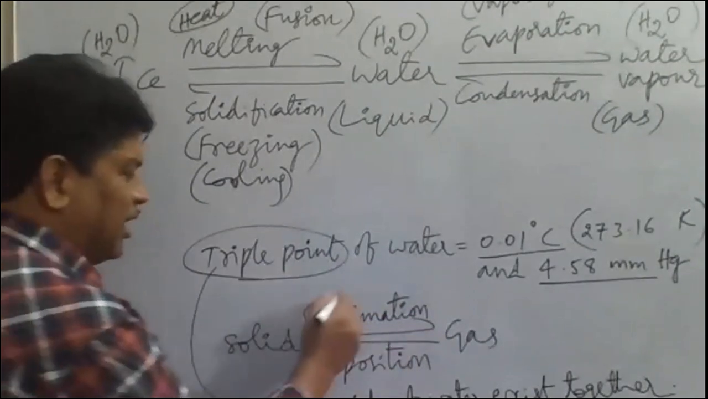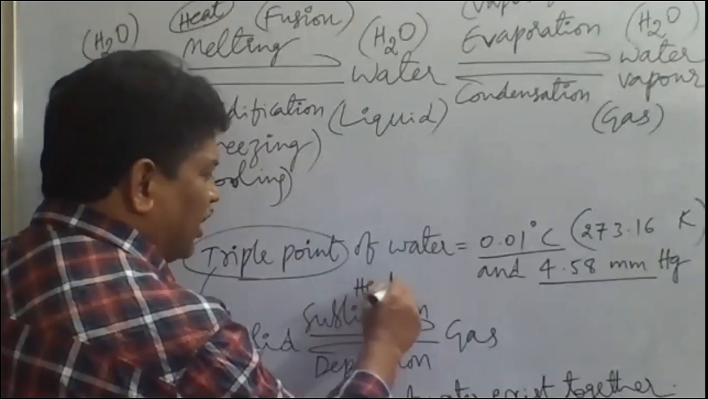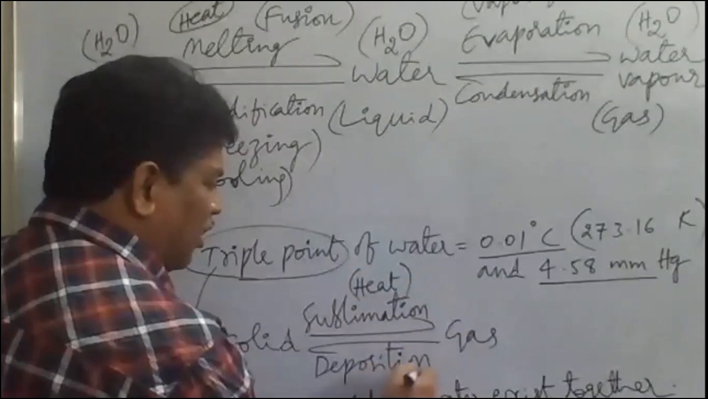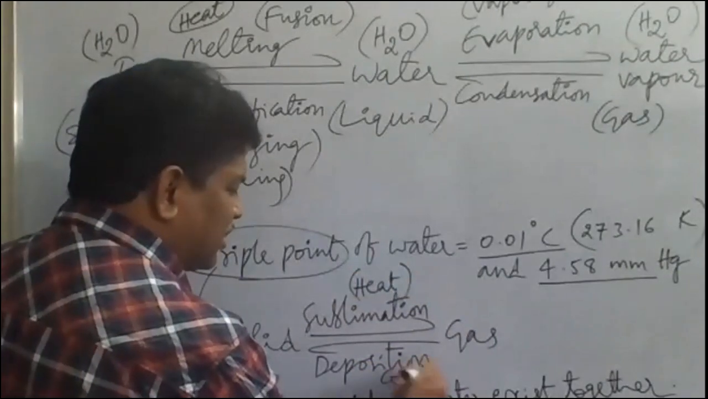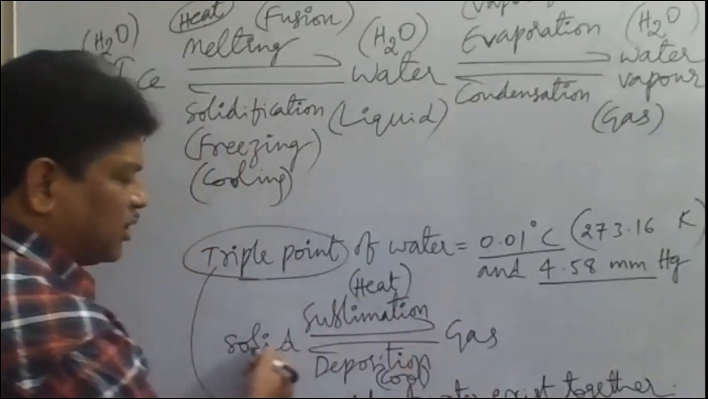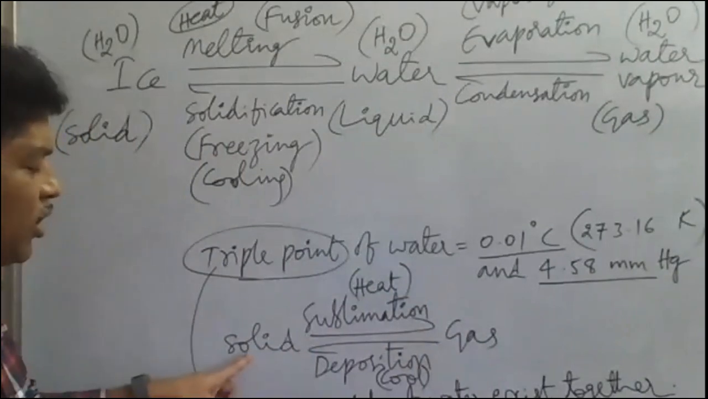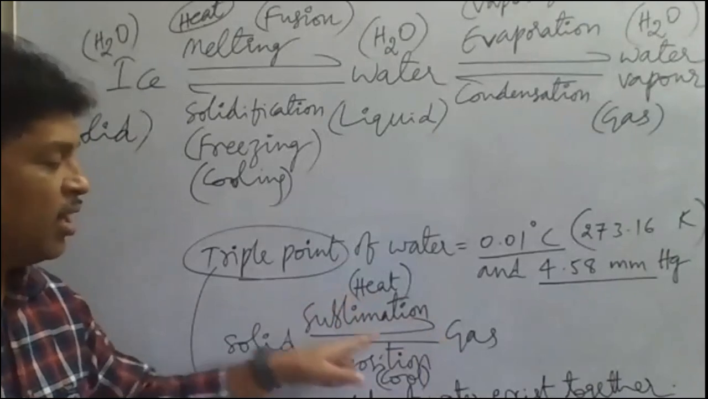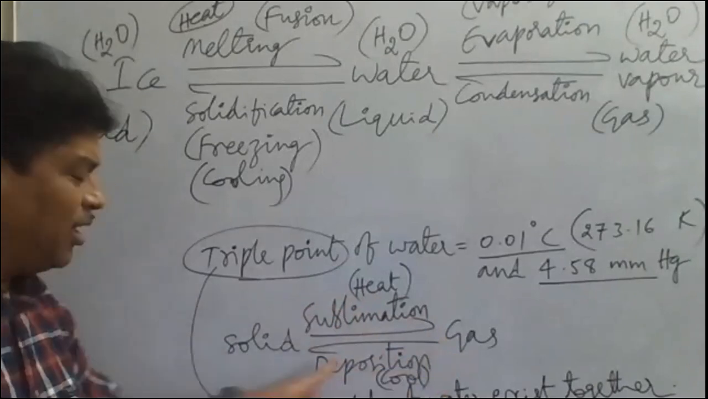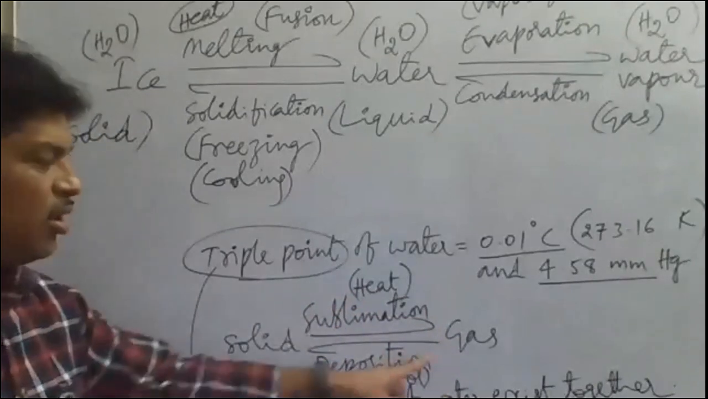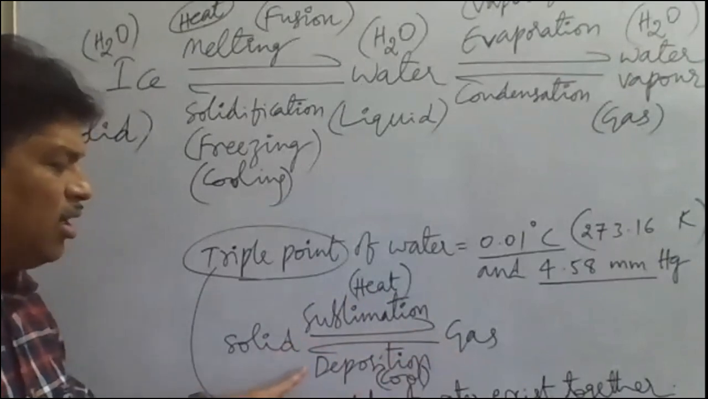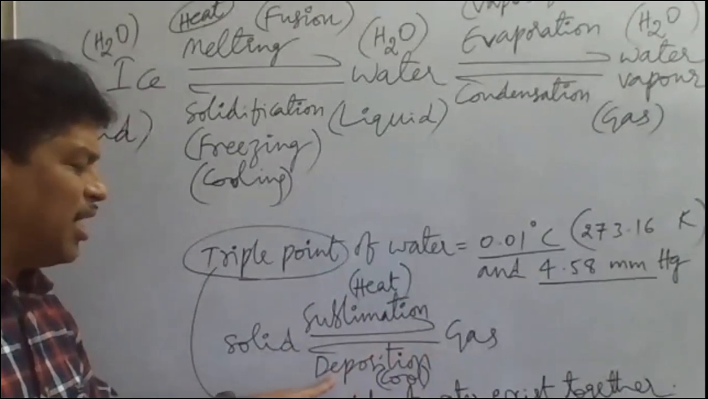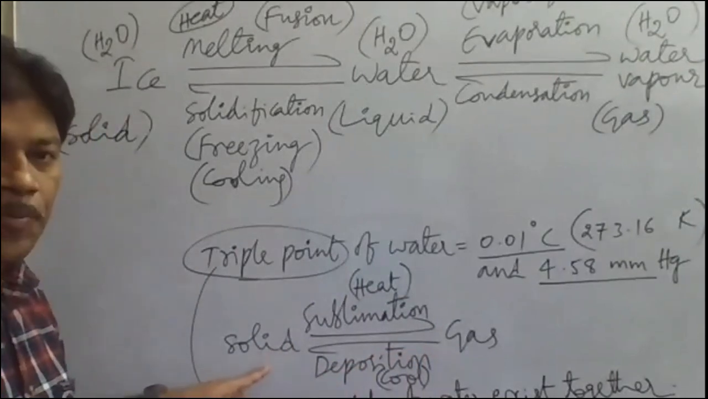So when solid is heated, on heating the solid, we get what? Gas. On cooling the gas, what we get? Solid back. So conversion of solid directly into gas is called sublimation on heating. And conversion of gas directly into solid is called deposition. So the gas is deposited in the form of solid on cooling.